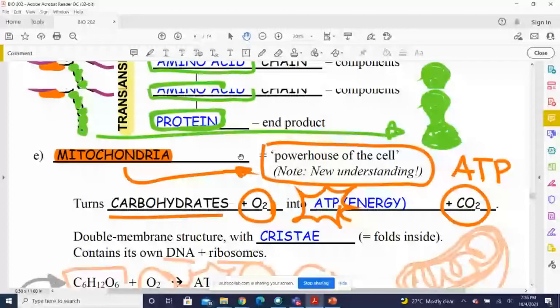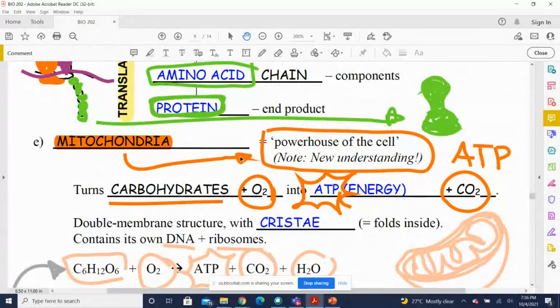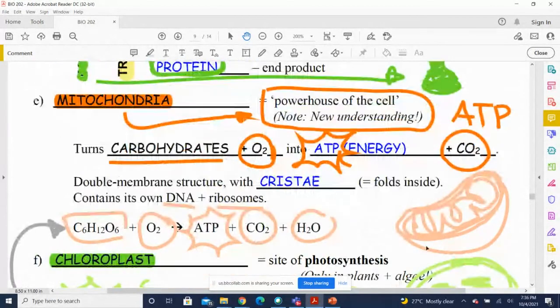Okay, so E is mitochondria. Remember, mitochondria was this kind of bean-shaped structure where we had a double membrane, and then inside it we had these cristae, the folds inside. This was where ATP was made out of carbohydrates. Your mitochondria will also need oxygen, but it takes the carbohydrates and oxygen and makes energy out of that, and carbon dioxide. So that was our mitochondria.